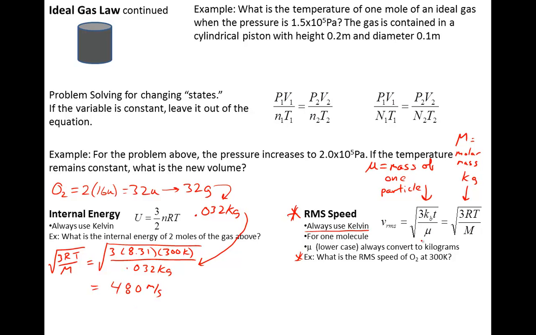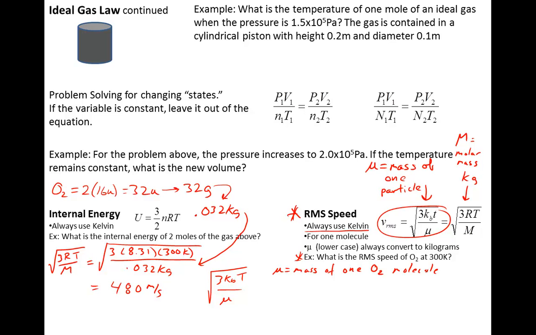Okay. Now, using the other equation, I'm going to use the square root of 3 times k sub B, which is Boltzmann's constant, times the temperature, divided by mu. Now, this value of mu is actually the mass of one molecule. So mu is the mass of one O2 molecule.